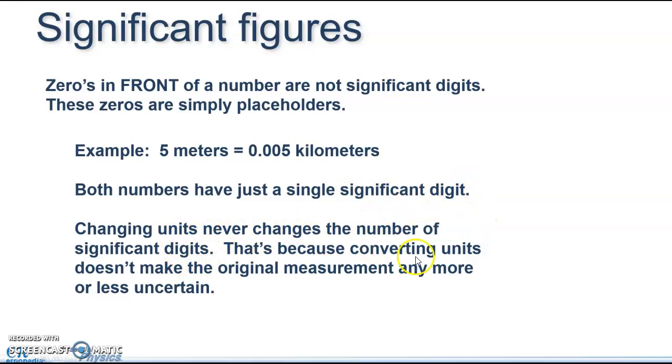All right, changing units never changes the number of significant digits. So converting is not going to, or at least it shouldn't, make your original measurement any more or less uncertain. The only way that would happen is if the conversion factor you were using was significantly estimated. Like, if you're going from miles to feet and you said, I can't remember exactly, I think it's 5,000 feet in a mile, and it's really 5,280. So use a quality conversion factor, don't round your conversion factors, and get as many significant digits in your conversion factors as possible so you don't lose any precision as you're converting.